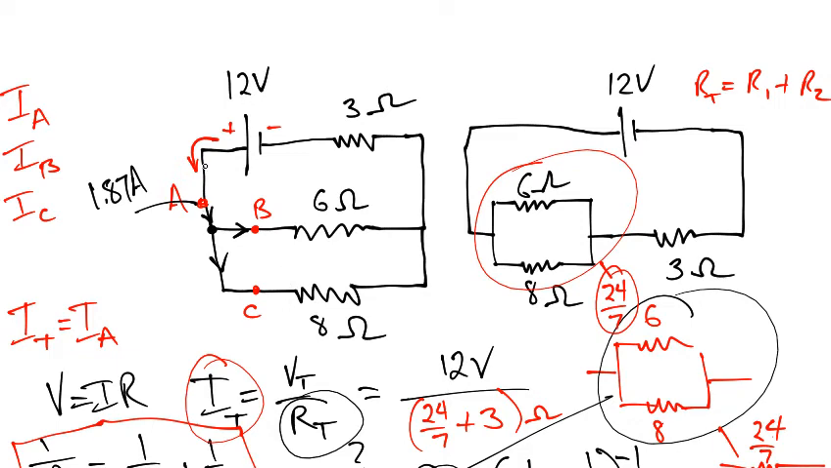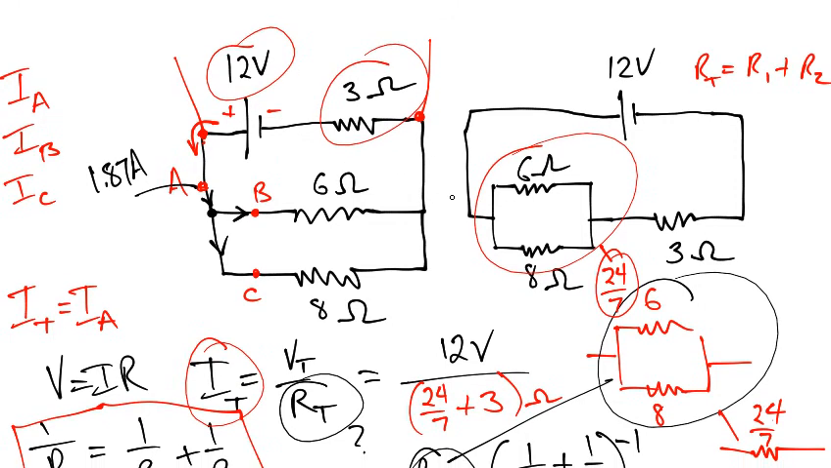Now, if we knew the voltage between this point and this point, then we could say that the voltage is the same across the 6 and the 8, because voltages across parallel resistors are equal. Question is, what is the voltage from here to here? Well, let's take a look at what's in between here. Well, we've got a 12-volt gain from the battery. Oh, but wait a minute, we've got a loss due to this 3-ohm resistor.